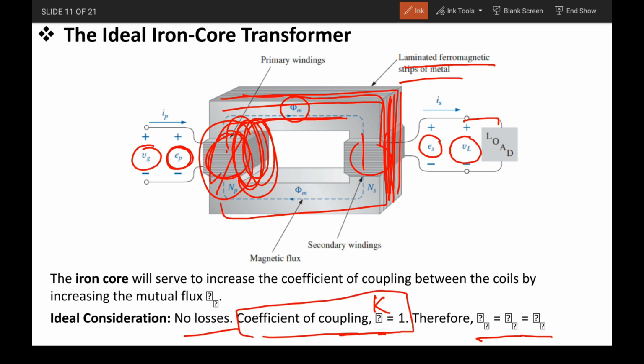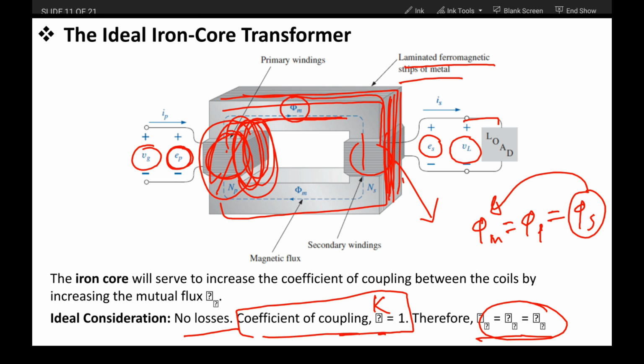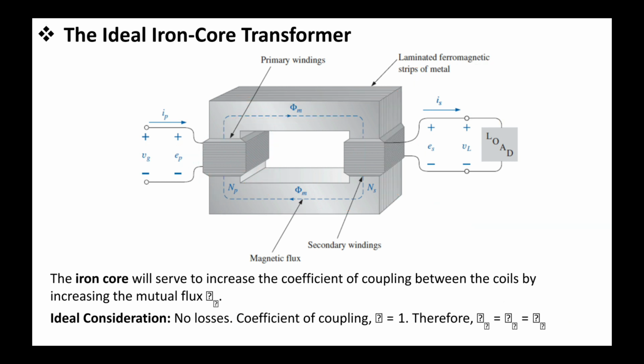When the coefficient of coupling is 1, then as it is written here, phi m equals phi p, and we can say this is also equal to phi s, because phi s is basically the shared flux. In our secondary there is no different flux, it is the shared flux from our primary. So when the coefficient of coupling is 1 for an ideal case, we can say these are all equal.